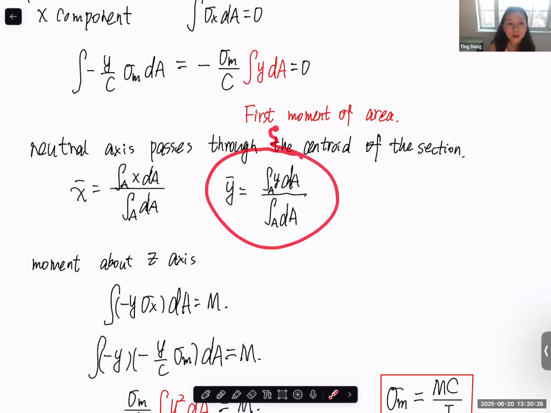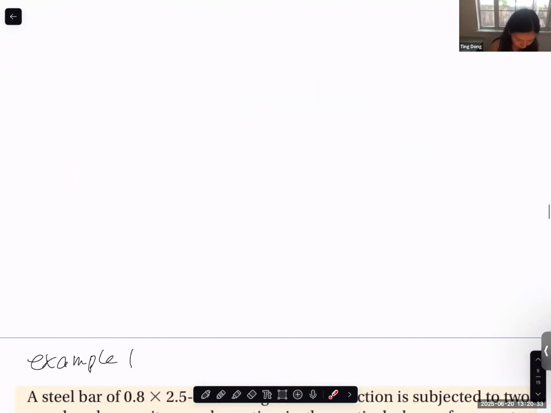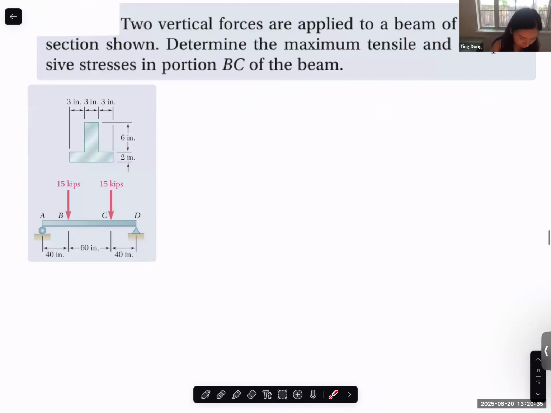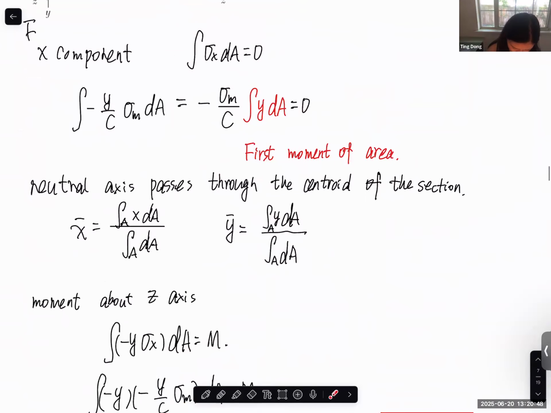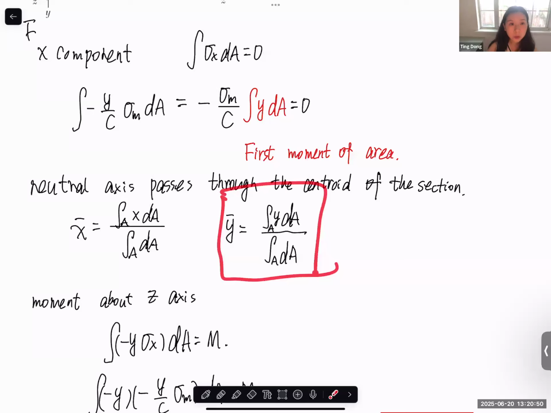Right. For left and right, because the cross section is symmetric, we know the centroid is definitely on this axis. But for the y direction, we need to figure out where the centroid is. This is the equation: we need the y times each area, and the sum of the y times each area divided by the entire area.